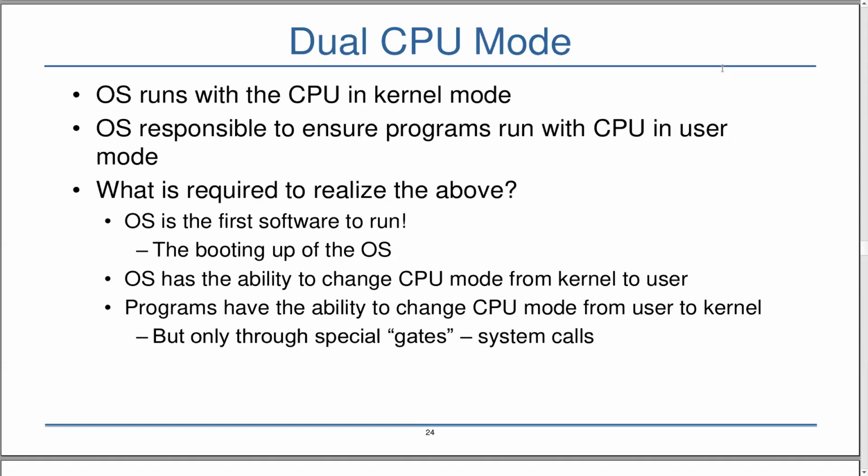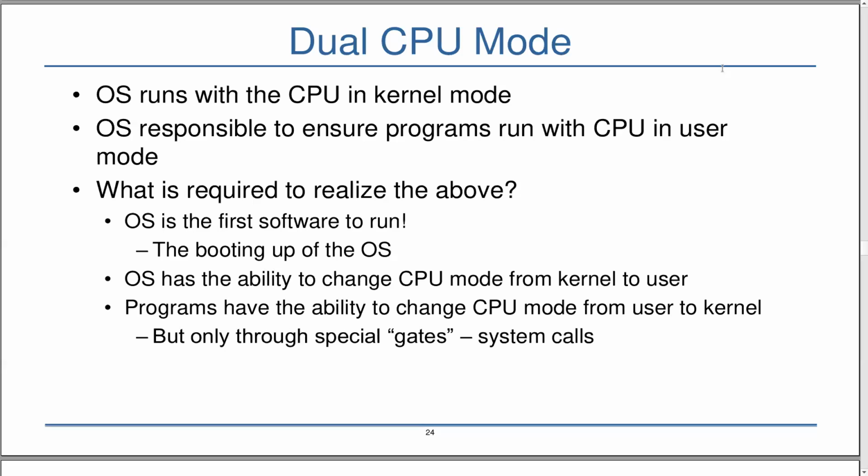Let's look at how this happens. Remember that the OS runs with the CPU in kernel mode, and the OS is responsible for ensuring that programs run in user mode. So before we jump to any user mode code, we will have to switch to user mode. The operating system has to do that.